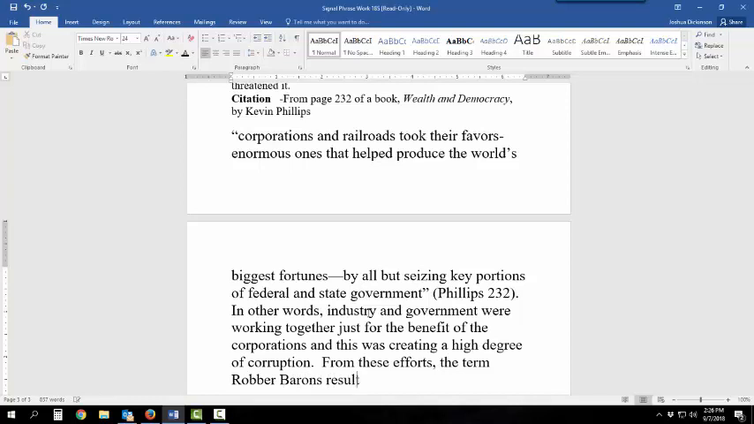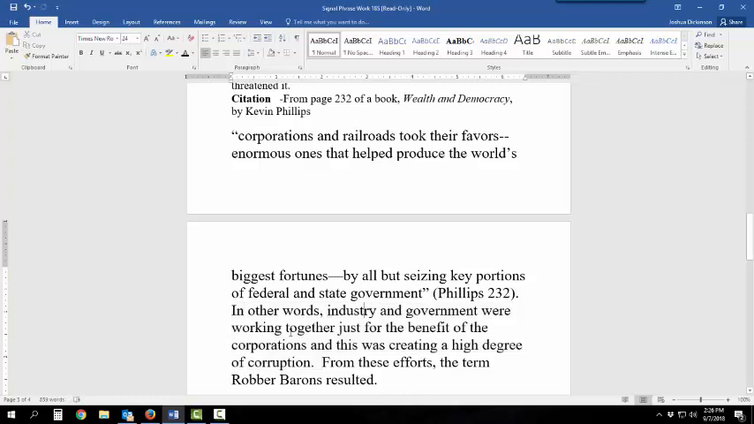Okay, there's 2 sentences of interpretation. Corporations and railroads took favors, enormous ones that helped produce the world's biggest fortunes. So we have this kind of double dash phrase in here. Enormous favors, world's biggest fortunes. What I did was I interpreted that. I mentioned the word robber barons. That's not in the original. It's mine. Just use that. And also, so there's no citing we need to do. We're interpreting directly what we just quoted.